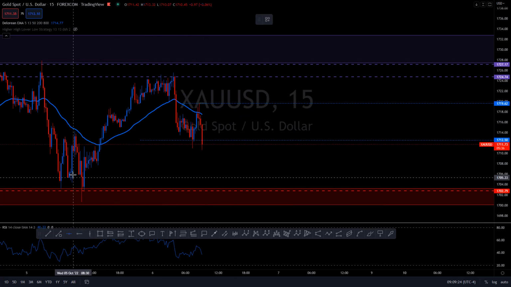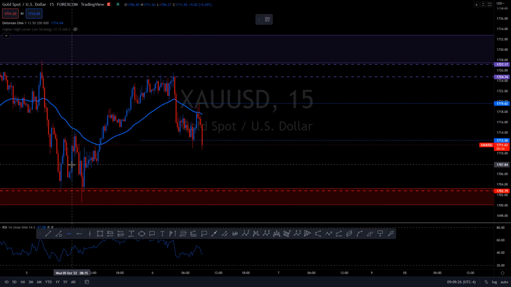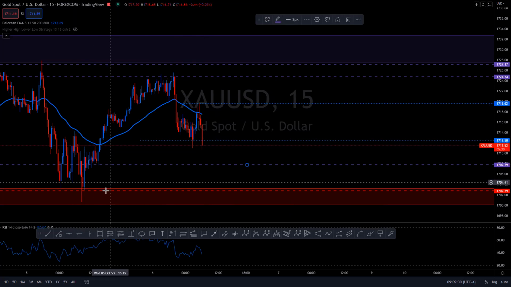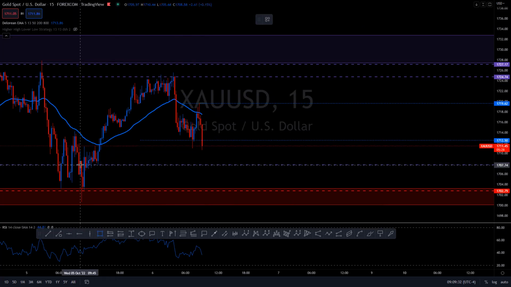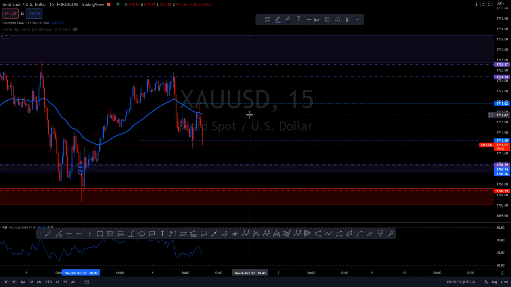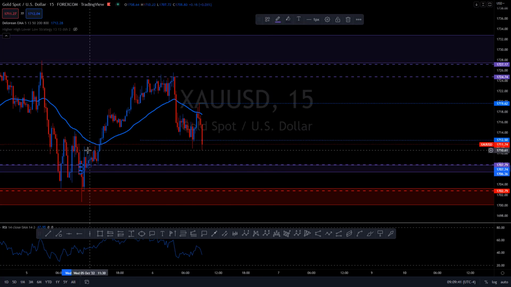So when we analyze price, we can see that there's a major demand zone here. That's why price respected it and pushed price up to this point. So I'm looking for price to actually come down to here and swing and then come back up. That's what I'm looking at.